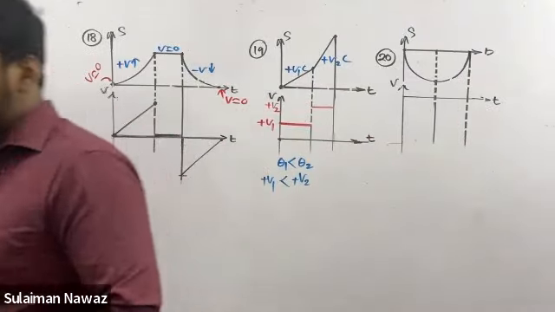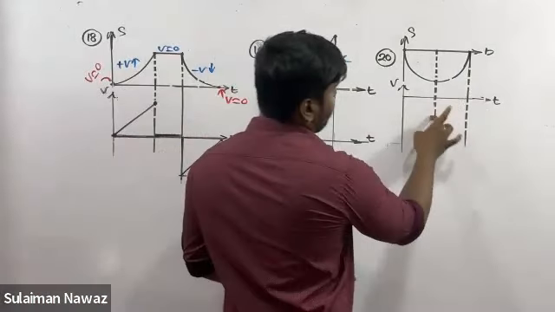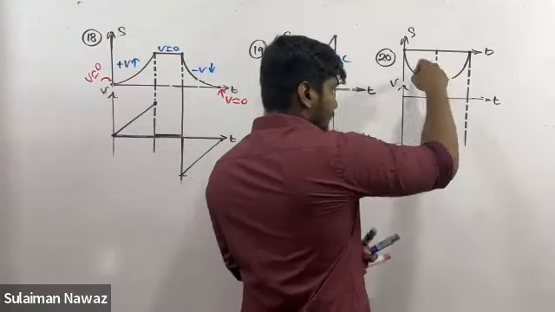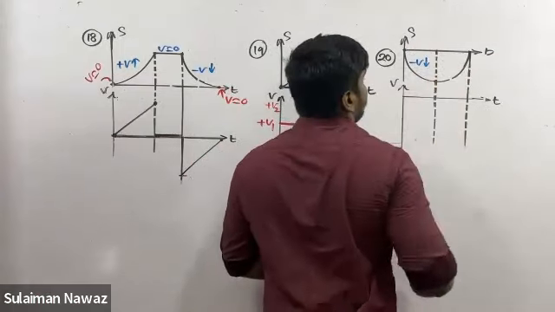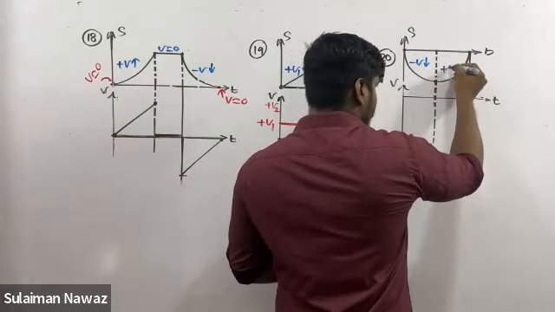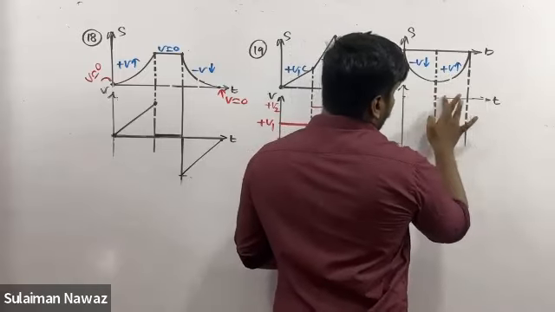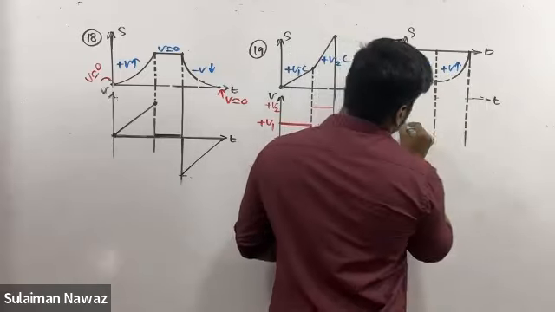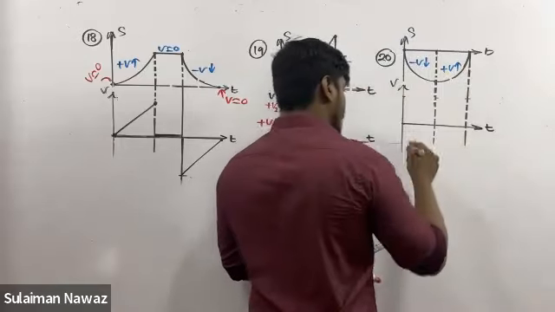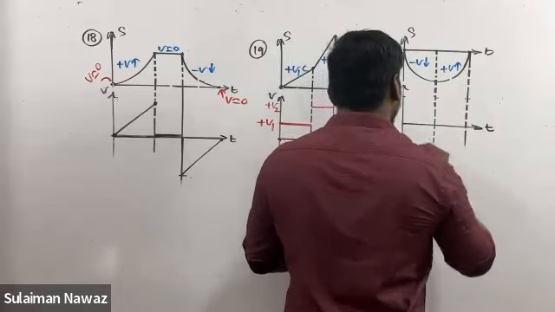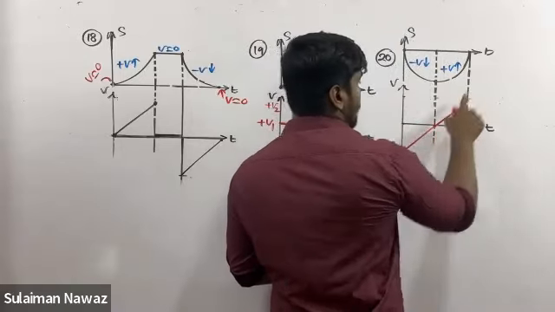Here, what's happening? In here, the obtuse angle is increasing. Obtuse angle increasing means negative velocity decreasing. Again, here, acute angle increasing means positive velocity increasing. Negative velocity decreasing, positive velocity increasing.